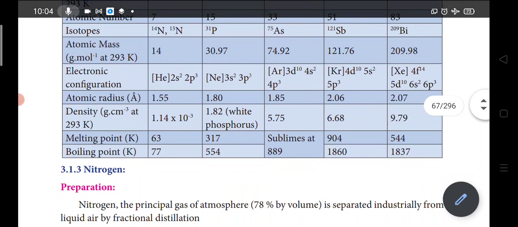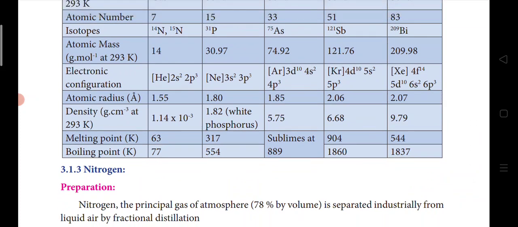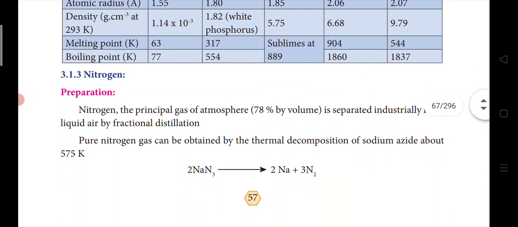For melting point, only arsenic sublimes at its melting and boiling point. What is meant by sublimation? Directly converting from solid to gaseous state. So arsenic has the property to sublime at 889 Kelvin.